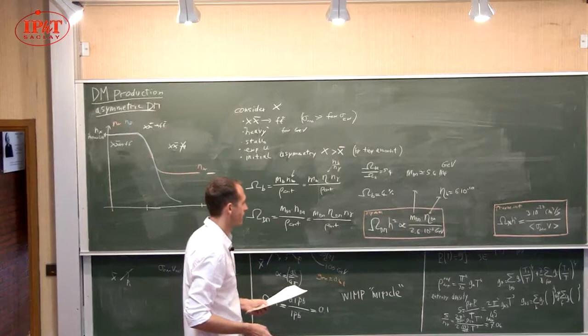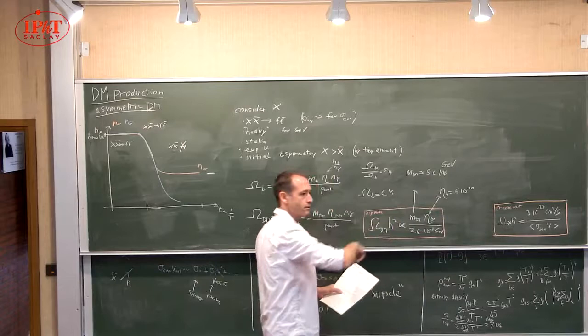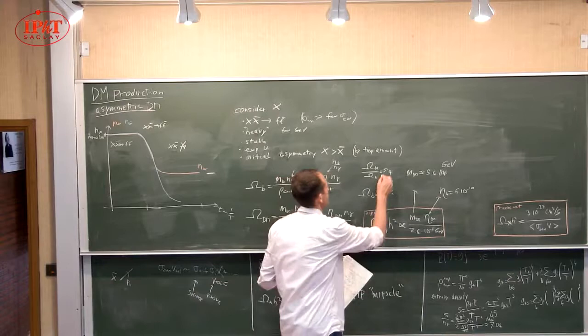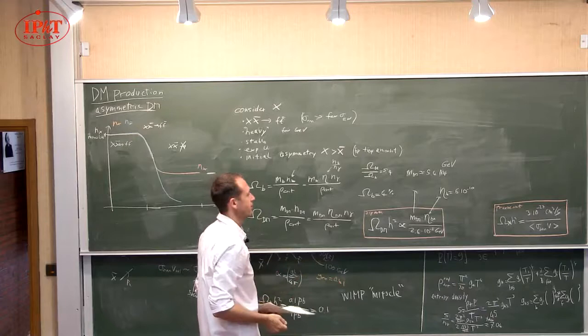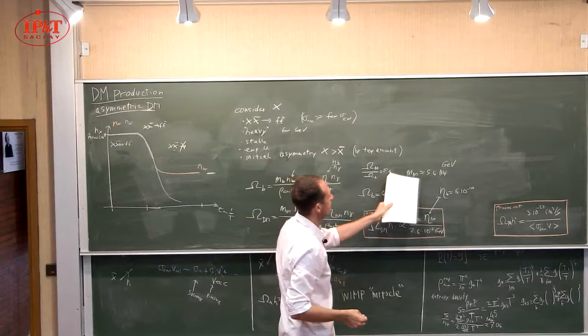Yeah, now I'm worried about whether this is, no, it's minus 8, because the numbers come out correct, I think. So this is a sort of prediction in some sense. If asymmetric dark matter is the answer, so dark matter was produced by an asymmetric process like this, then you have a prediction that dark matter should have a mass of about 5 GeV or so.